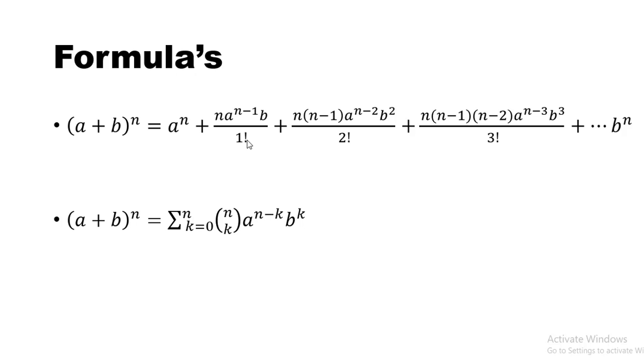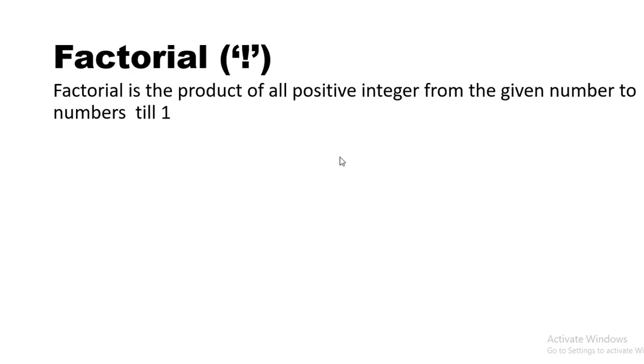Alright, so before solving an example, we first need to know how to calculate this factorial. Now factorial is the product of all positive integers from the given number down to 1. Now what does that mean? For example, I need to find out 3 factorial. So how to find 3 factorial? It says the product of all positive integers from the given number down to 1.